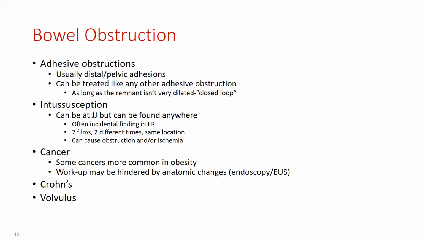You know, cancers too, it's not uncommon to see a bowel obstruction from a cancer, whether it's colon or small bowel or lymphoma. Workup of some of these cancers can be hindered, especially pancreatic cancer. It's hard to do endoscopy to see that area, especially with an EUS, to get it where you would normally put it to evaluate and biopsy that. So just be aware of that as well.